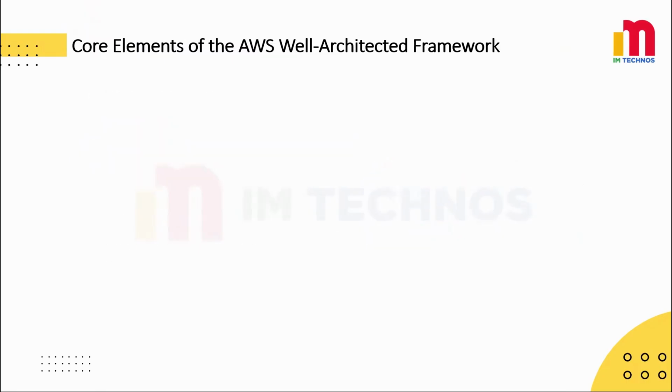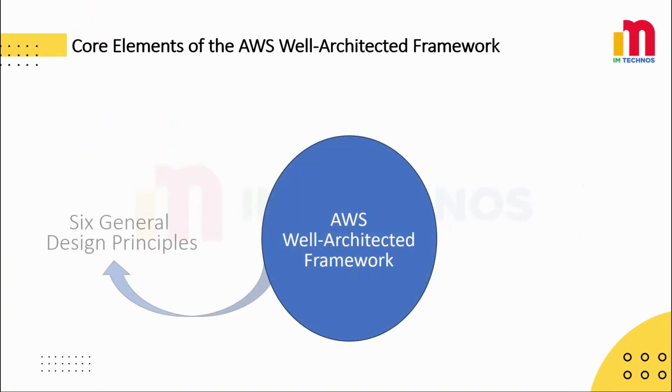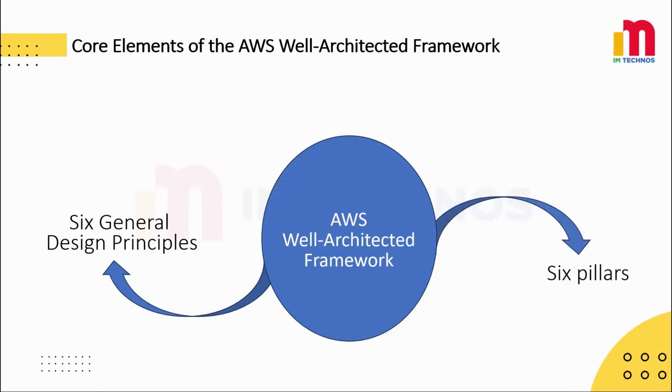At its core, the AWS Well-Architected Framework is built on 6 general design principles and 6 key pillars that help organizations create scalable, efficient, and secure cloud applications. This video will focus on the general design principles, while the 6 key pillars will be covered in future videos. Let's start with the first one.